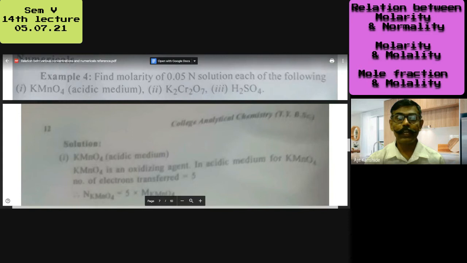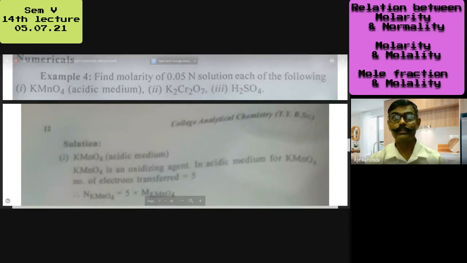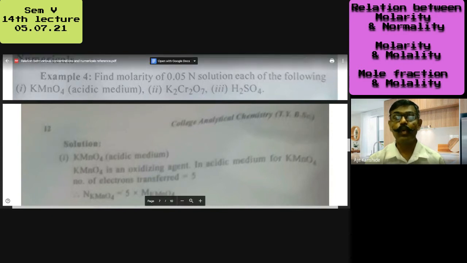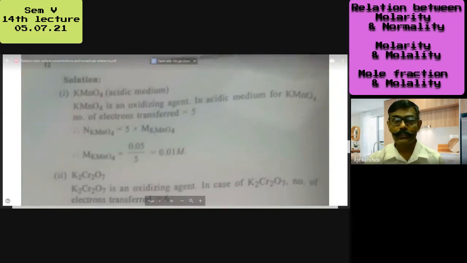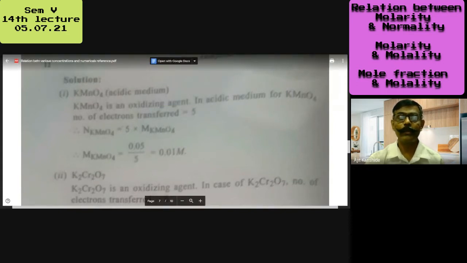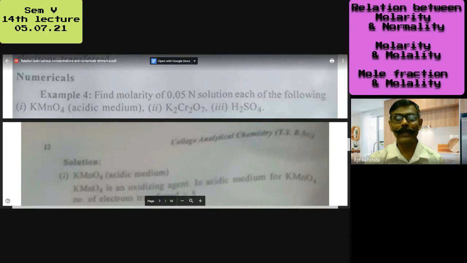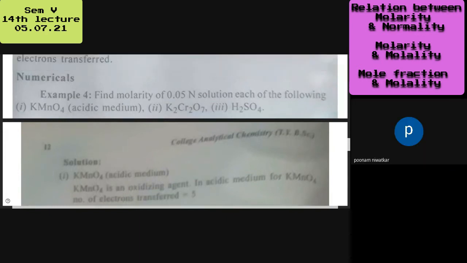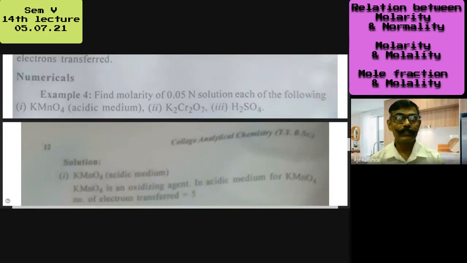They have given KMnO4 and they have mentioned strictly acidic medium. Second, K2Cr2O7, and third one H2SO4. We should know what kind of reagents those are. Now, about the KMnO4, they have found normality is equal to molarity into 5, or molarity is equal to normality divided by 5. Can anybody answer why that number 5 is there in case of KMnO4? KMnO4 acidic they have mentioned. Number of transferred electrons.